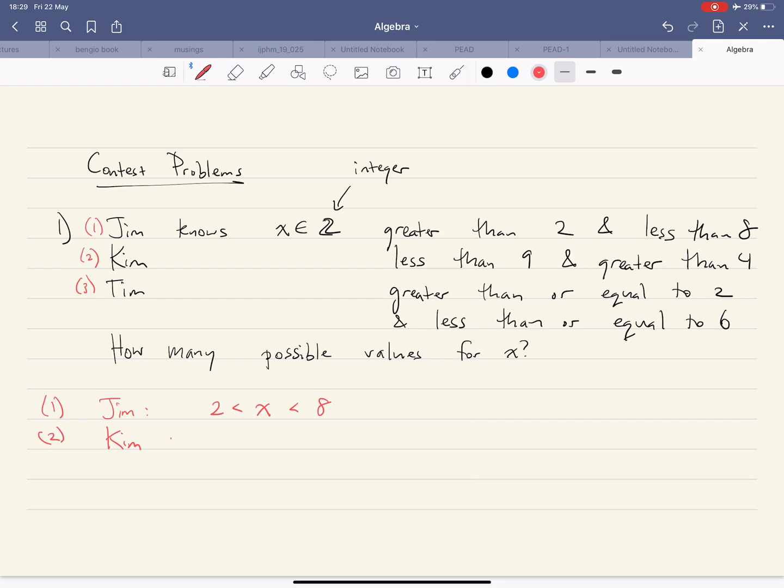Kim knows that x is less than 9 and greater than 4. And finally, Tim knows that x is greater than or equal to 2 and less than or equal to 6. Okay. So I'm going to draw on the number line what each of these inequalities are telling us about x.